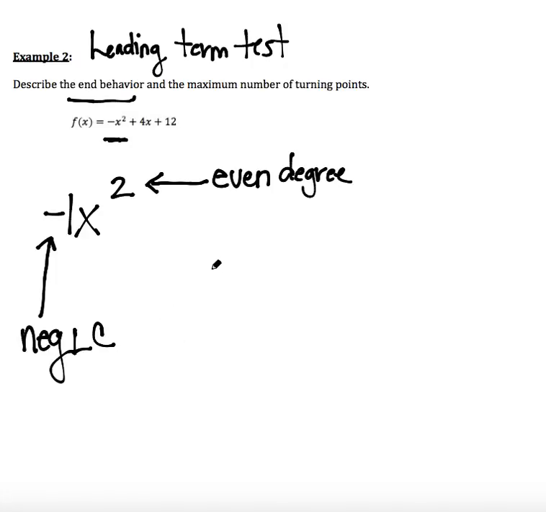remember that that's telling me, if you look back at your notes, that this function, this polynomial, is going to be going down and down on the ends. Okay, so this is the end behavior. Down and down. Down on the left, down on the right. Okay, so that's part of your answer.